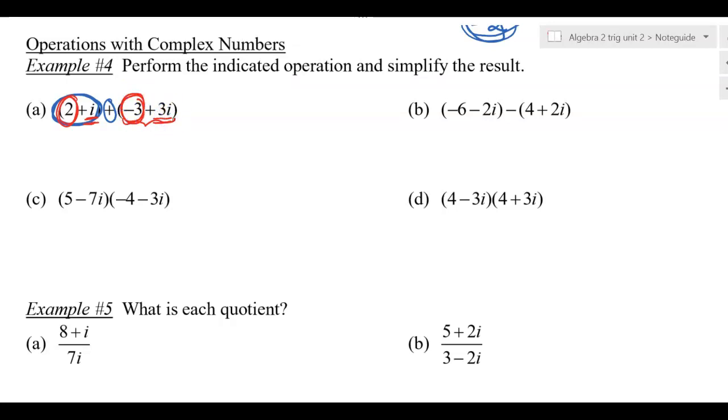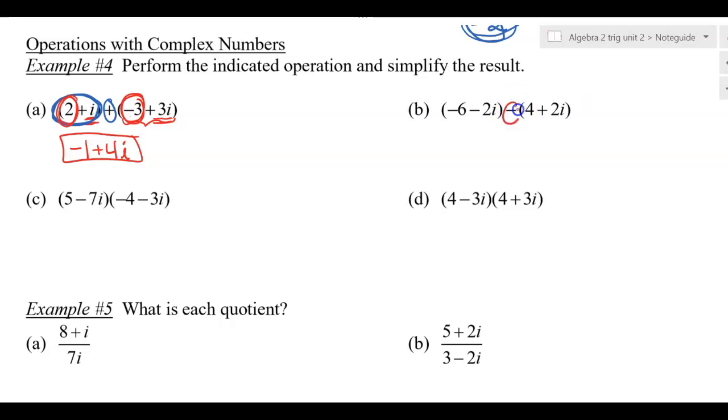So you combine real parts together because we know how to add together real numbers. So 2 plus -3 makes -1. And then the imaginary units combine together just like we add real numbers. So 1i plus 3i would make 4i. Is that okay? All right, so think about it a lot like combining like terms. Okay? Real parts with real parts, imaginary parts with imaginary parts.